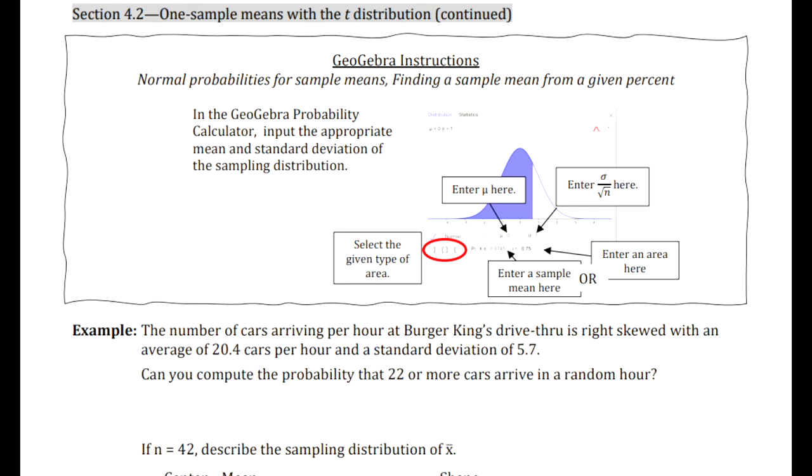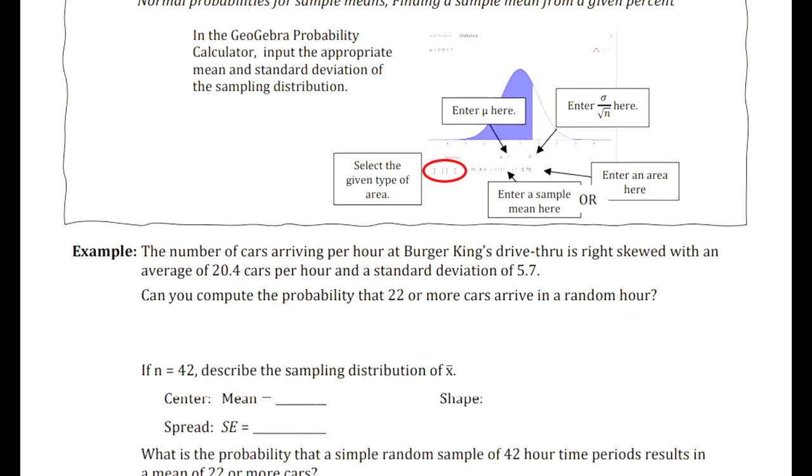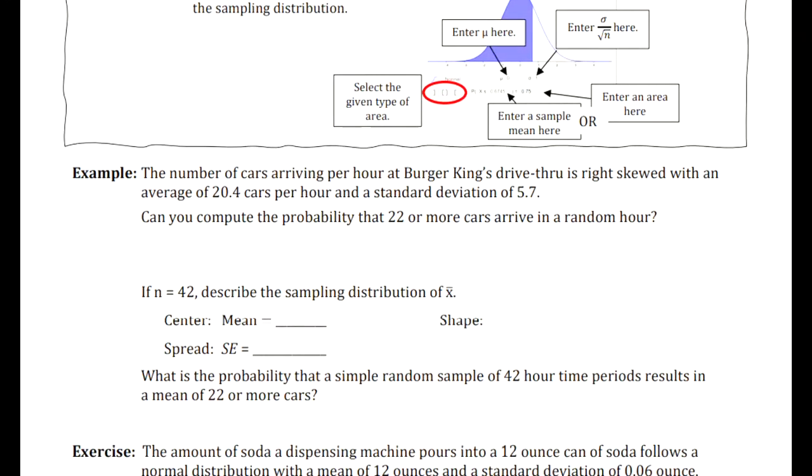In this example, we discuss how to use GeoGebra to find normal probabilities for sample means. We'll use this example to demonstrate. It says the number of cars arriving per hour at Burger King's drive-thru is right skewed with an average of 20.4 cars per hour and a standard deviation of 5.7 cars per hour. Can you compute the probability that 22 or more cars arrive in a random hour?